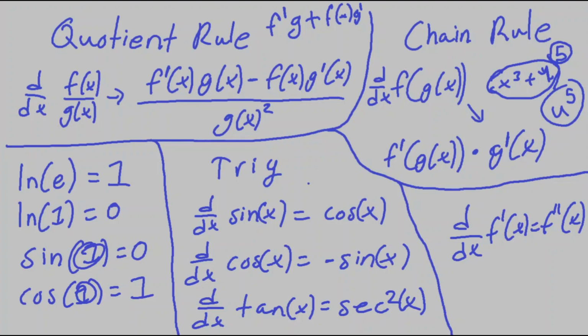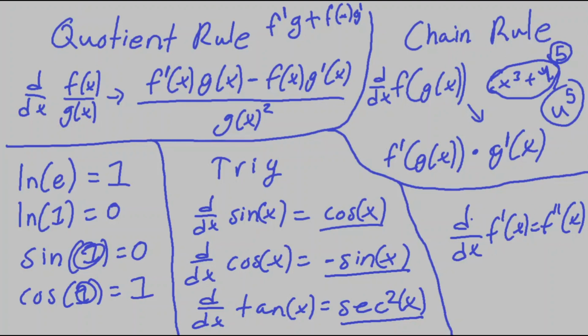And now we go on to trig derivatives. So these three derivatives of trig functions are very important to memorize. So the derivative of sine of x is going to be cosine of x. The derivative of cosine of x is going to be negative sine x. And then the derivative of tan x is going to be secant squared x, where secant is essentially 1 over cosine. So it would be 1 over cosine squared.